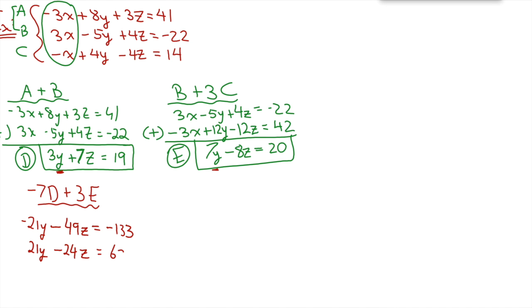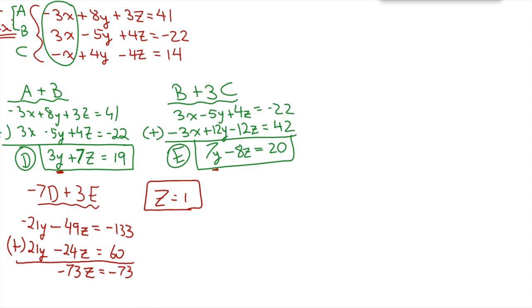And then take these two and add them together. Addition and subtraction are the same. That's going to be negative 73z equals 73. Therefore, z equals negative 1. Once you get to that point, it's actually kind of easy after that.